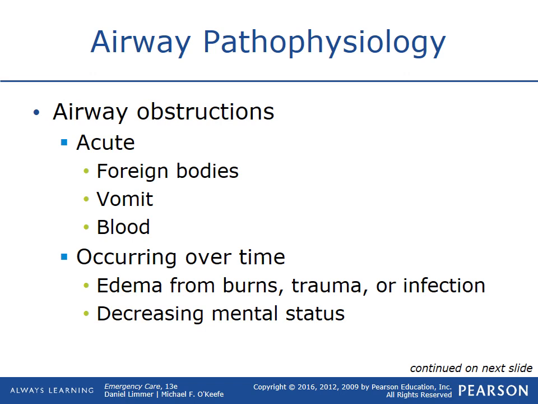So airway obstructions, the acute ones, the ones that happen suddenly, would be things like choking on foreign objects, vomit, blood. If it's occurring over a long time, it might be something from swelling or edema. Remember, swelling in the structures? That can result from burns, trauma, or even infection. And you may see a decreasing mental status or an altered level of consciousness in folks that over a period of time are having problems.